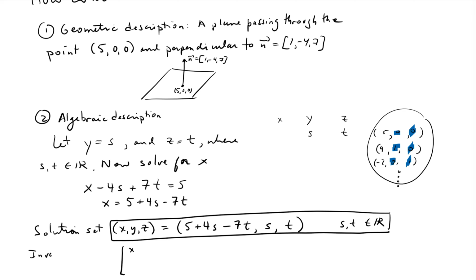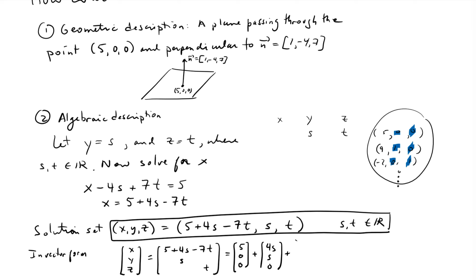Sometimes we also want to write this in vector form. So in vector form, how does the solution set look? Well, I'm going to put x, y, z like that. I could put in row vectors too, but I like column vectors. So 5 plus 4s minus 7t, s, t. And sometimes we like to split it up. Let me line up the t with the 7t up there, just so that you see how I'm going to split up my vector. I'm going to write it as (5, 0, 0) plus (4s, s, 0) plus (-7t, 0, t).